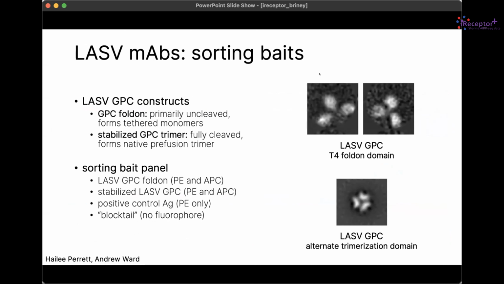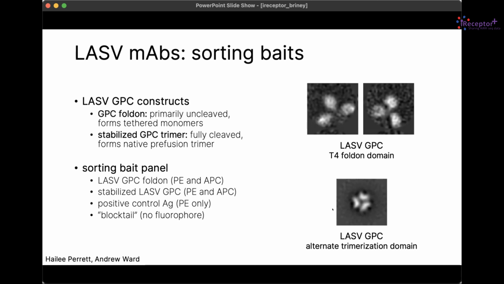So these are just negative stain EM images, and this is the Lassa GPC linked to a fold-on, which is similar to the constructs used in the previous published papers that I mentioned before. And you can see that just like with something like HIV, you don't actually get trimers. You essentially get 3 monomers that are tethered together by that fold-on. So you have essentially a trimer that's fallen apart. You have like a 3-leaf clover, not an actual trimer.